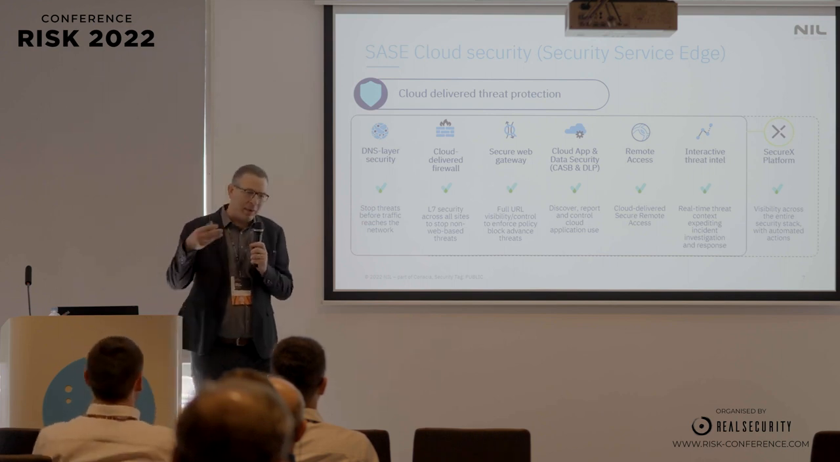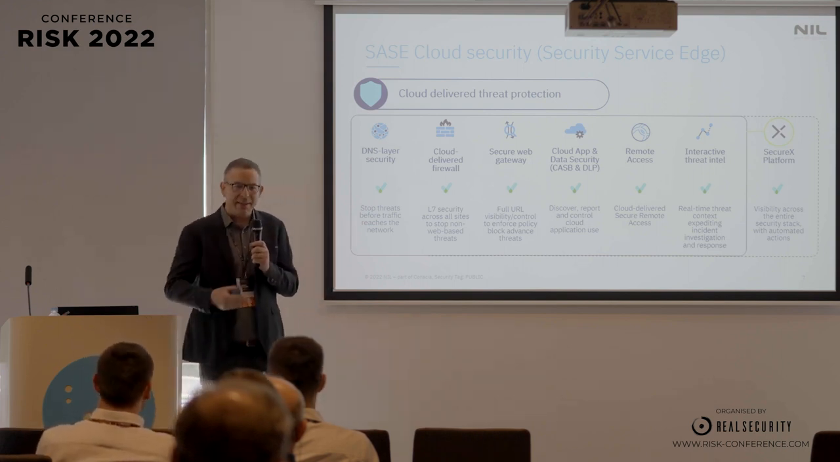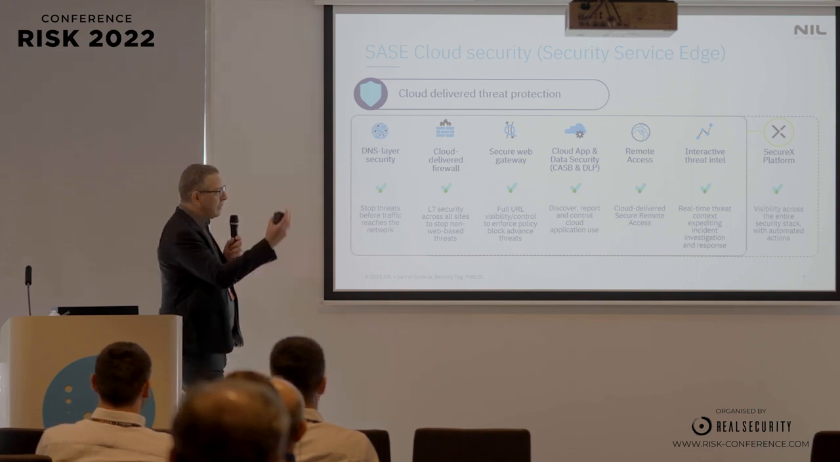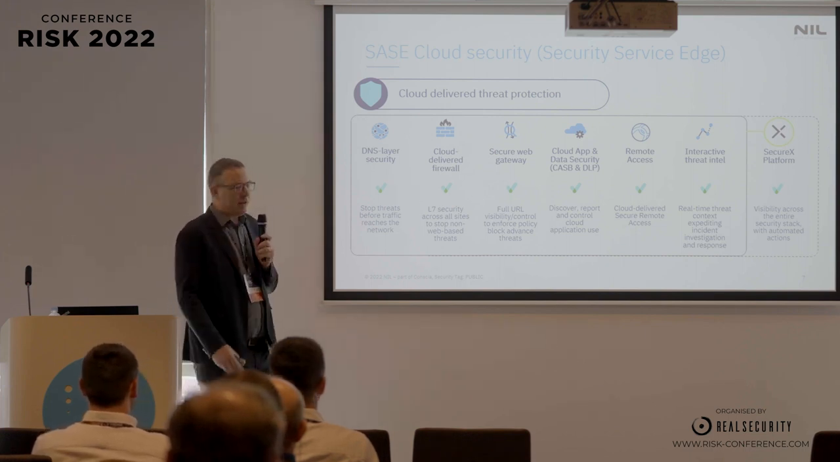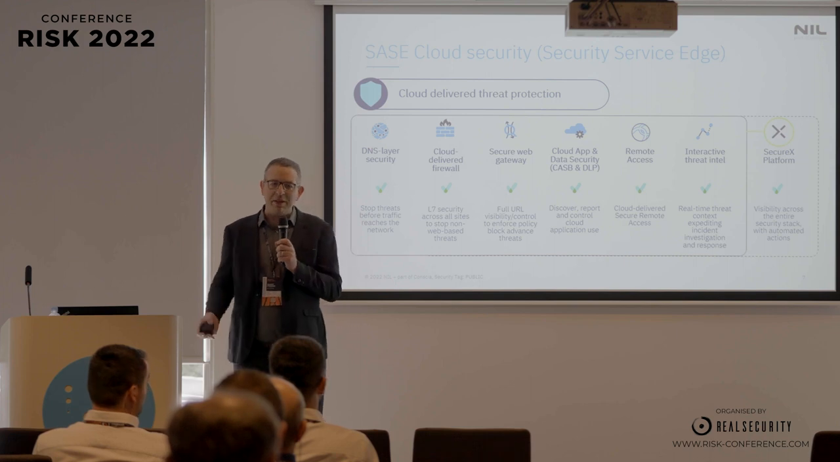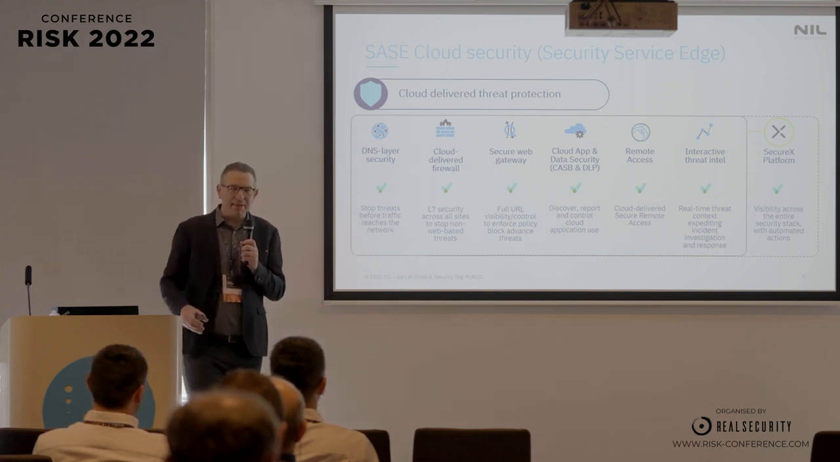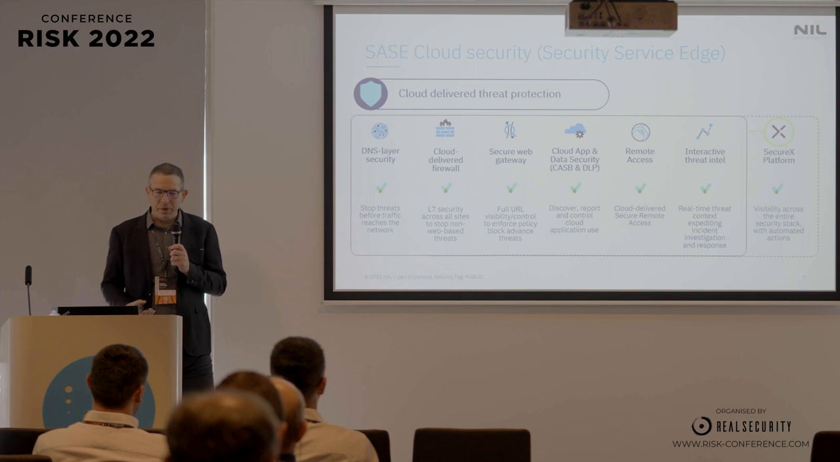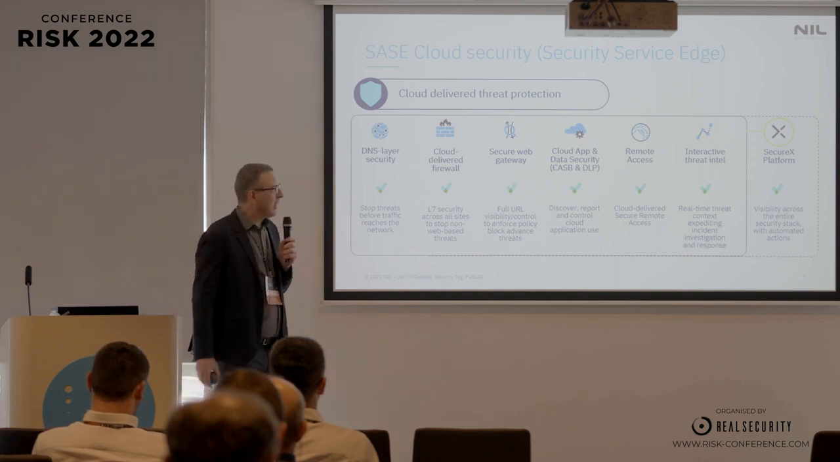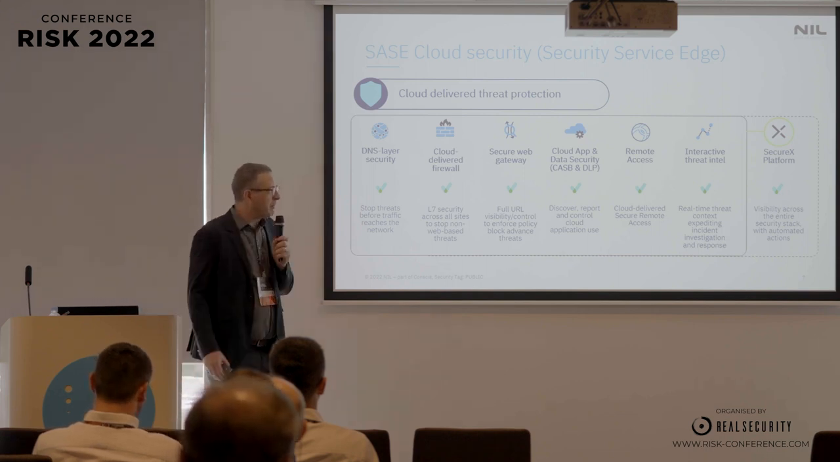We need to understand what's happening inside the web traffic, and we need to analyze it, we need to see inside it. We need to be able to control access to our data as it's being published, as it's being controlled, as it's being put on public services, and what our users are doing with this data. So we need CASB and DLP. We need secure remote access.